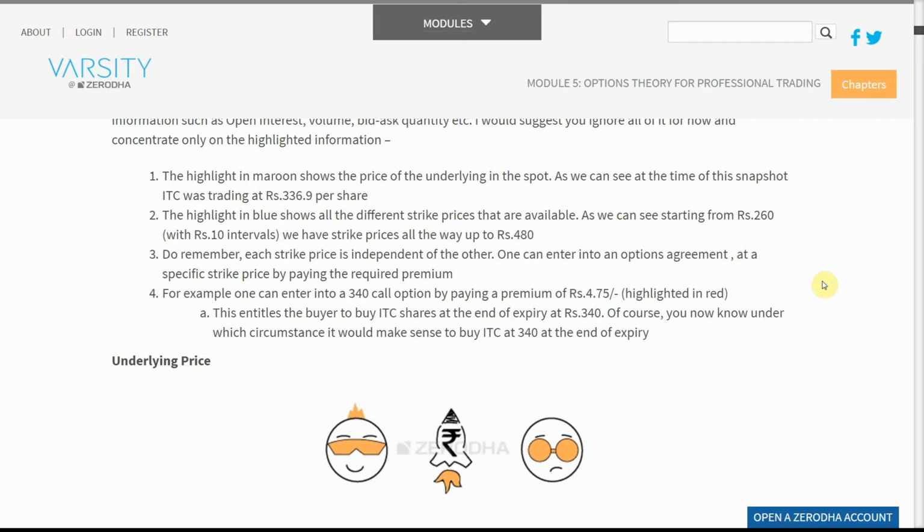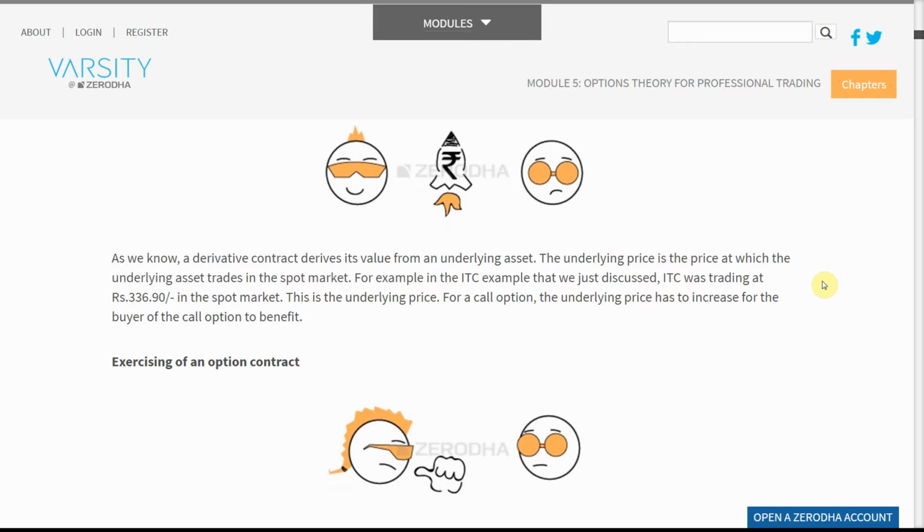One can enter into an options agreement at a specific strike price by paying the required premium. For example, one can enter into a 340 call option by paying a premium of 4 rupees and 75 paise per share, highlighted in red. This entitles the buyer to buy ITC shares at the end of expiry at 340 rupees. Of course, you now know under which circumstance it would make sense to buy ITC at 340 at the end of expiry.